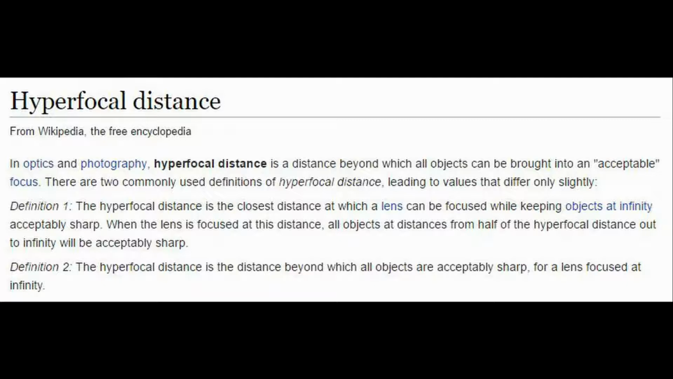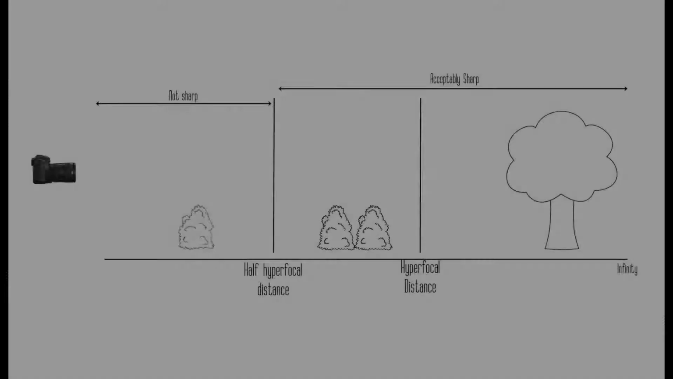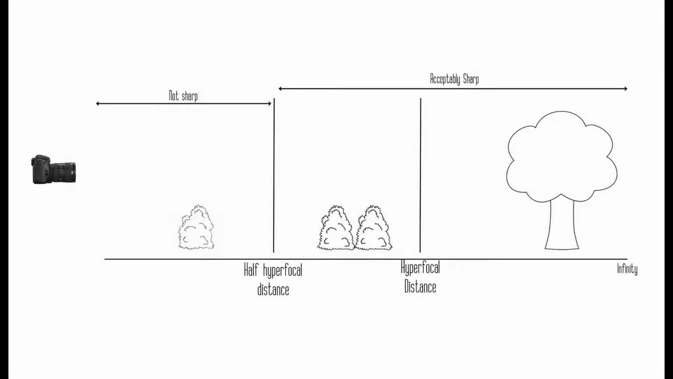But what does that mean from a photography perspective? On the basis that a picture speaks 1,000 words, let's take a look at a diagram which hopefully gives some life to that Wikipedia definition. In this scene, we can see that the camera is on the left of the image and everything between it and the half hyperfocal distance is not sharp. However, everything from half hyperfocal distance through hyperfocal distance and on to infinity is acceptably sharp.